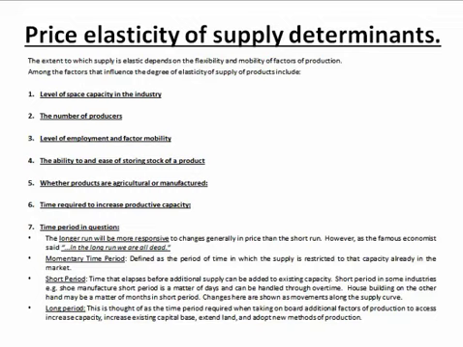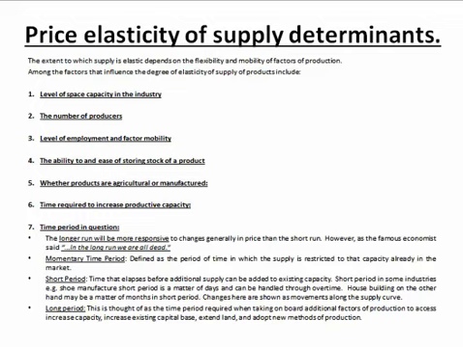The extent to which supply is elastic depends on the flexibility and mobility of factors of production. Among the factors that influence the degree of elasticity of supply are the level of spare capacity in the industry. The more capacity there is in an industry, the easier it should be to increase output if industrial prices increase. The number of producers: the more producers, the greater the ability of price responsiveness. The level of employment and factor mobility: the easier it is for factor resources to move into and out of an industry, the more price responsive the industry can be. In a situation of full employment, the more price inelastic an industry will be.